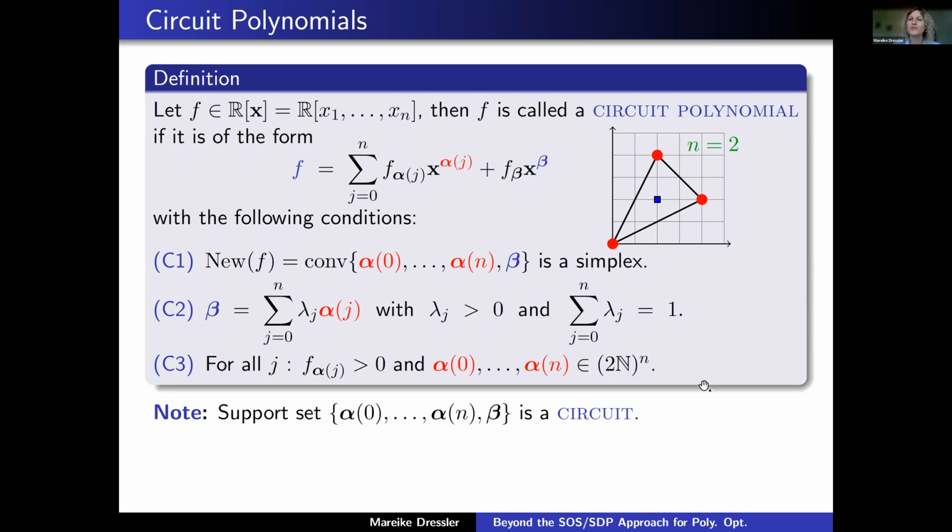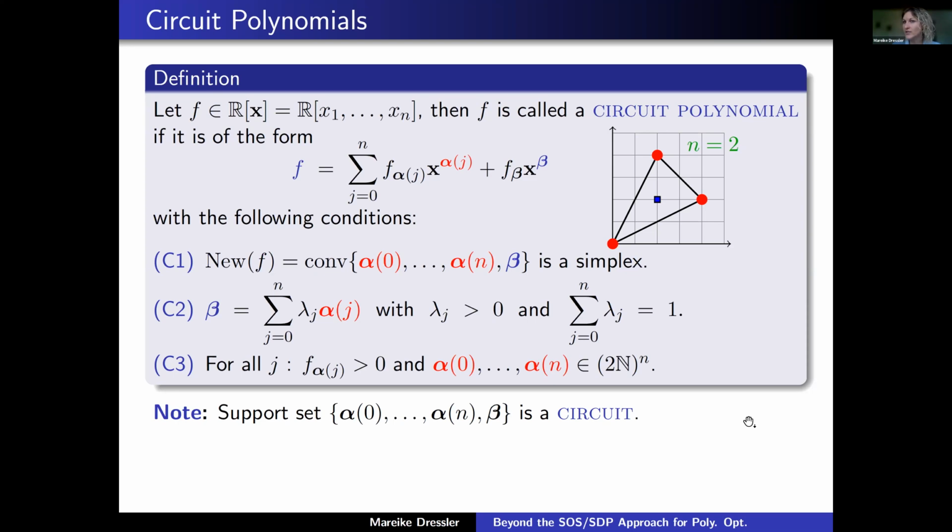Let me say maybe one word to the terminology here. So why do we call these polynomials circuit polynomials? This is because the support really forms a circuit. A circuit is a term borrowed from matrix theory, and there, this is just a name for a minimally affinely dependent set. So as soon as I remove one element from the set, we have affine independency. But as you see, for instance, this beta you can write as a convex combination, so this is affinely dependent.